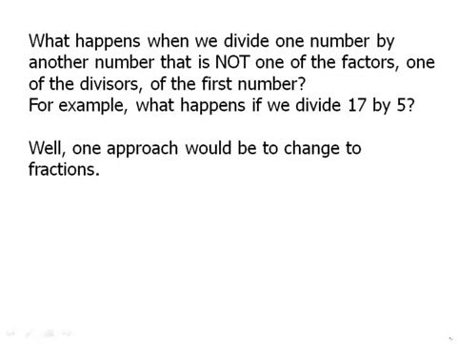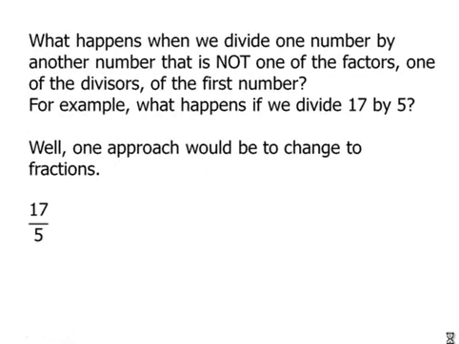One approach would be to change to fractions. So a perfectly valid answer to that question, what is 17 divided by 5? A perfectly valid answer is the improper fraction, 17 over 5. That number is 17 divided by 5.